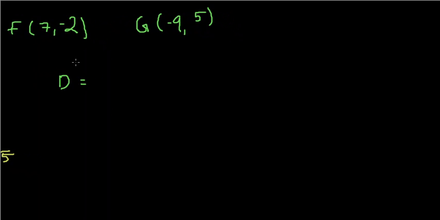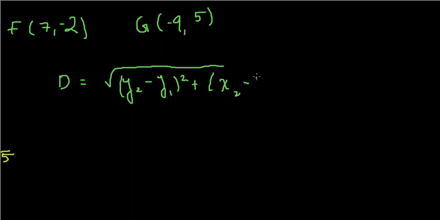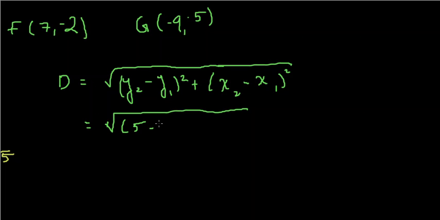The distance formula from F to G is going to be y2 minus y1 plus x2 minus x1. And so this is equal to, let's pick this one as our y2 and x2. So y of G is going to be 5 minus negative 2. Okay, let me write this in a different color. Let's pick blue. Plus x2, which is negative 9, minus 7.